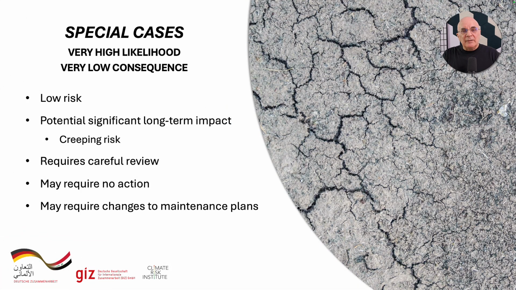Similarly, when we have a very high likelihood but with a very low consequence, we can have the same sorts of thought considerations going on. For example, this is potentially a low or a medium risk, but it could have a big long-term impact. It's sort of a creeping risk that just grows over time. And it requires, once again, some careful review. We may not need to do anything, but we may need to adjust our maintenance plan and our budgeting to accommodate these sorts of creeping risks.